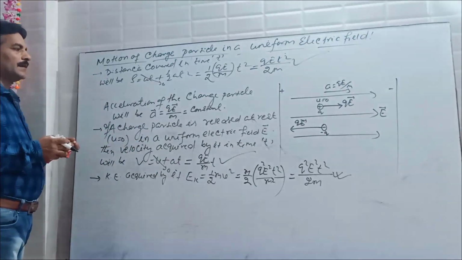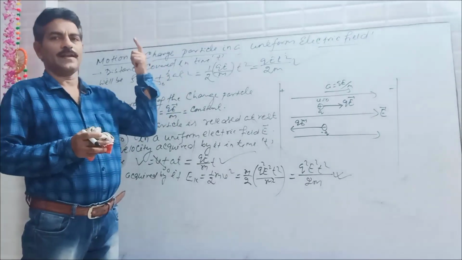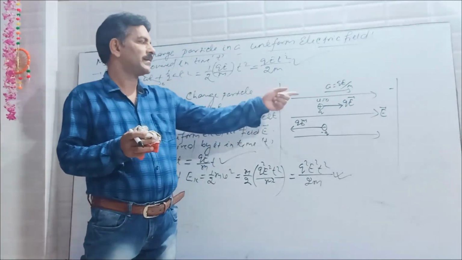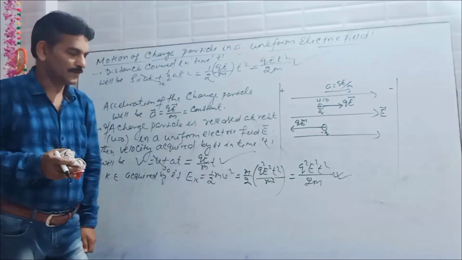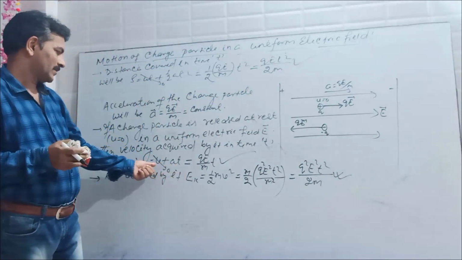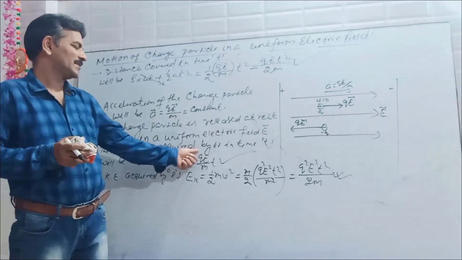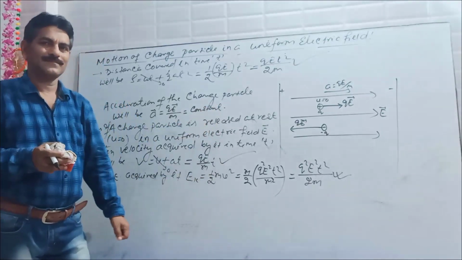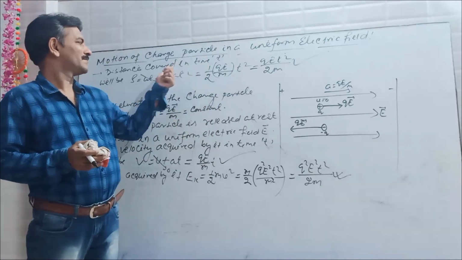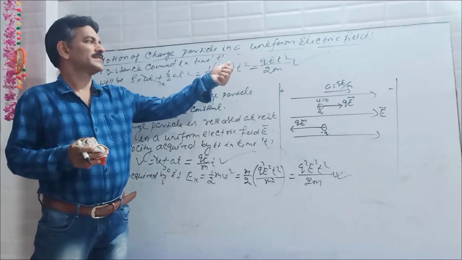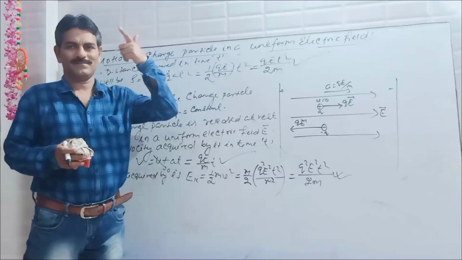Then you see, if the charged particle is not released at rest, if it has some initial velocity, then what will happen? Here v equal to u plus at, that is u plus QE by m into t. And here it is also ut plus QE t square by 2m. Okay.